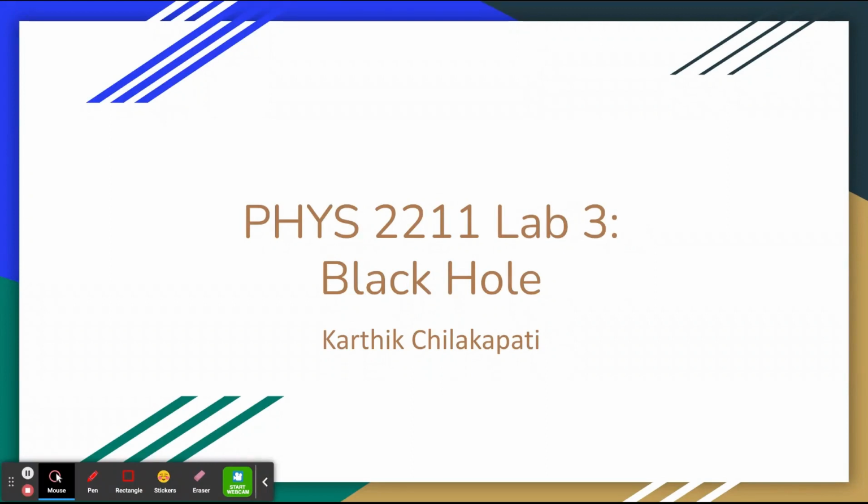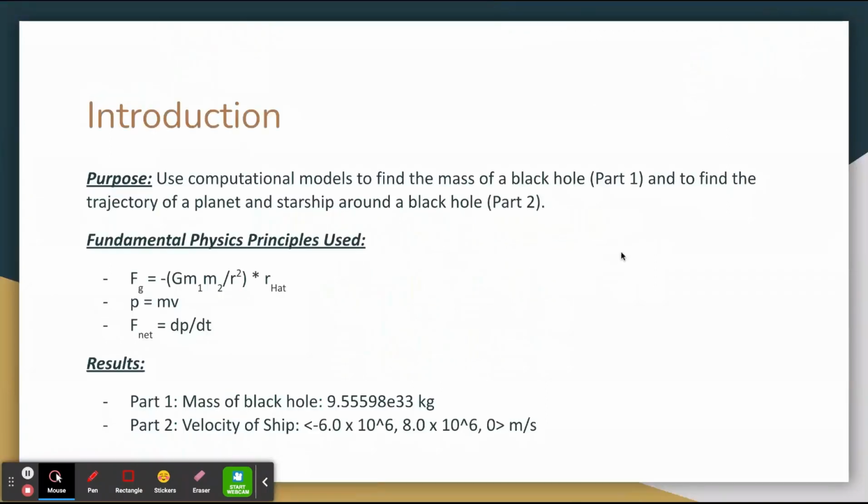Hey, this is Physics 2211 Lab 3 of the Black Hole by Karthik Chilkapati. So, our introduction: the purpose of this lab is for us to use computational models to find the mass of the black hole, which is done in part 1, and to find the trajectory of a planet and starship around the black hole, which is in part 2.